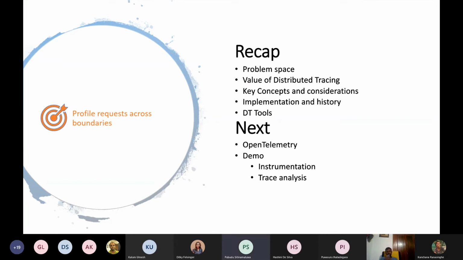Thank you, Titi, and hi everyone. I'll be demonstrating a small application that I have instrumented with OpenTelemetry. And firstly, I will give a brief understanding of OpenTelemetry.